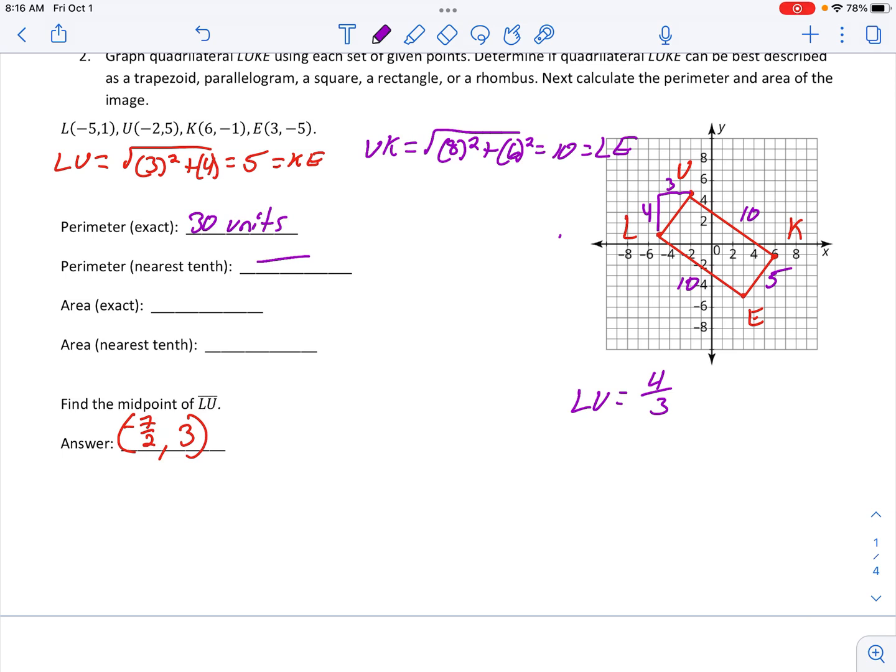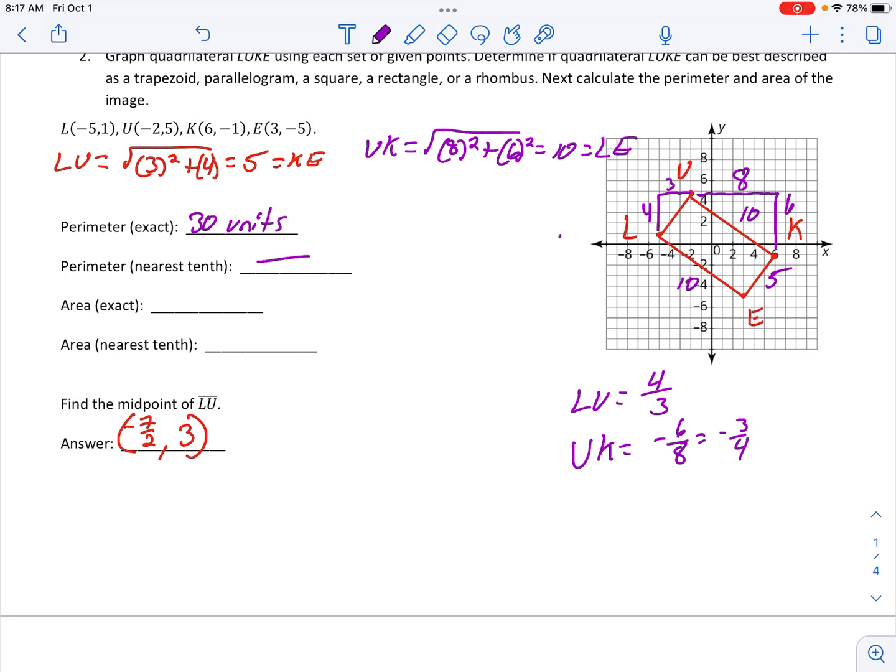To be perpendicular, when I look at UK, rise and run, I'm going over from 2 to 6, that's an 8. I'm going down 1, 2, 3, 4, 5, 6. So UK has a rise and run of -6/8. Reduce that down by 2, and that gives me -3/4. And when I look at that, I do have opposite reciprocals, negative reciprocals.